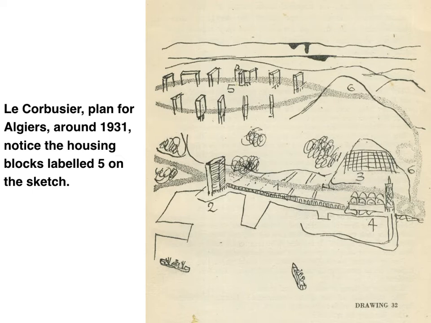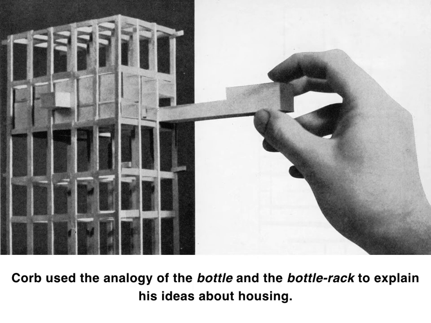Among the many architects who have addressed the housing problem, one of the best known is Le Corbusier. Corbusier's interest in mass housing began in the 1920s and ran through to the time of his death in 1965. Corbusier used the analogy of the bottle and the bottle rack to explain his ideas about housing.